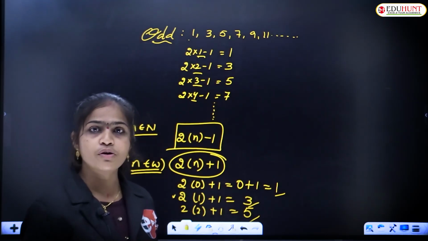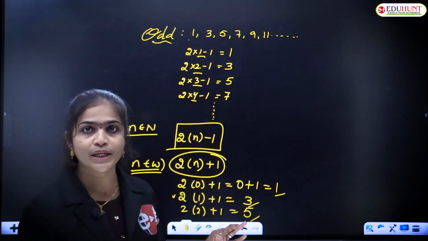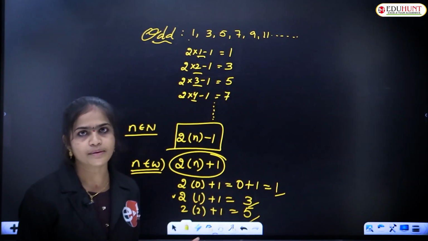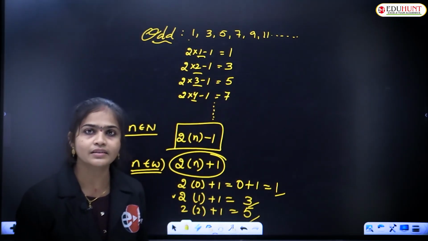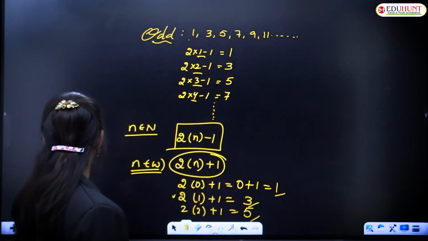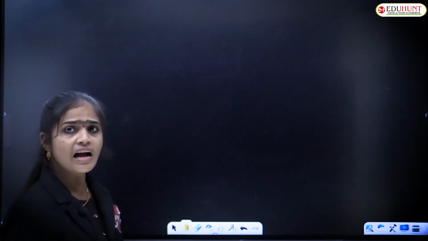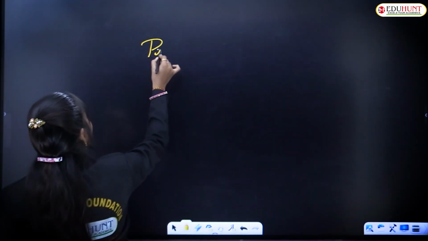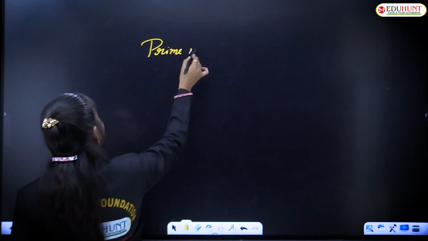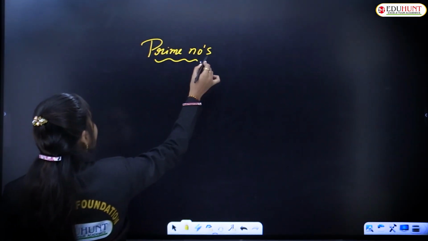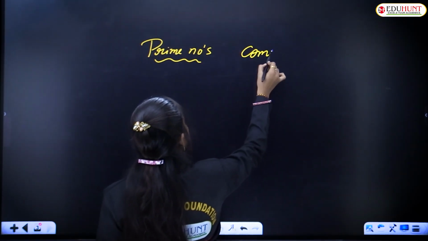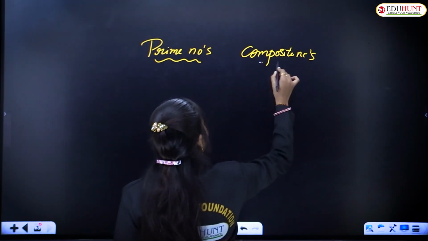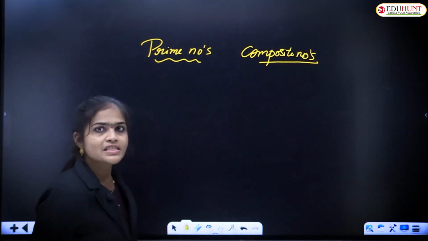And what is the general form of even numbers? That is 2 into n, 2n, where n belongs to natural numbers. Am I clear here? Yes, children. So after that we have prime numbers and composite numbers. Here, prime numbers means what?